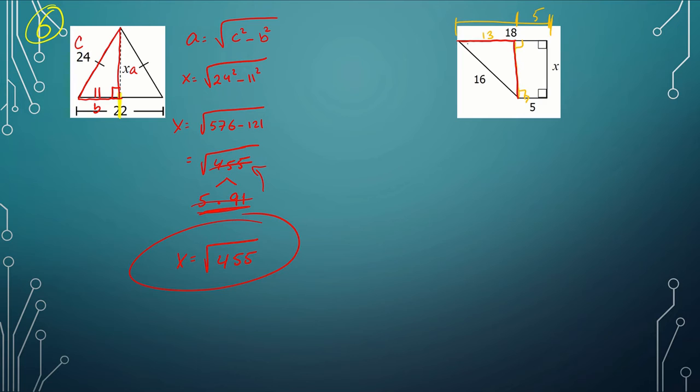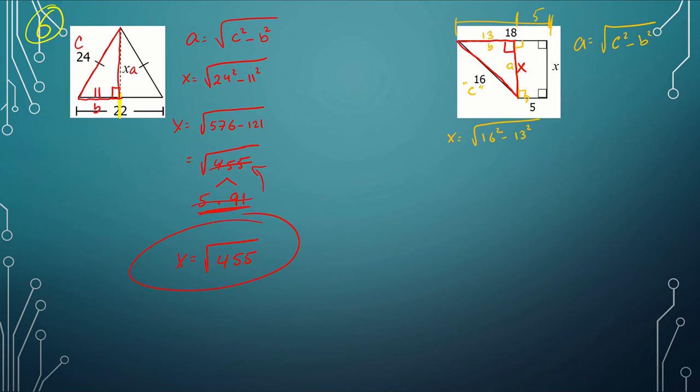So here, here, here, and this is still representing x, right? So once again, we're going to label the triangle as ABC. The important one here is C. So we're going to use the same thing. So A is equal to the square root of C squared minus B squared. And we're going to substitute in what we know. So here we're looking for x. The C is 16. B is 13.